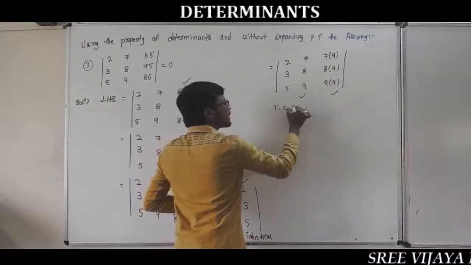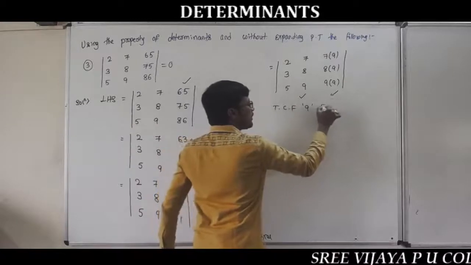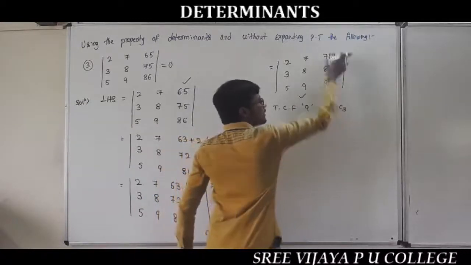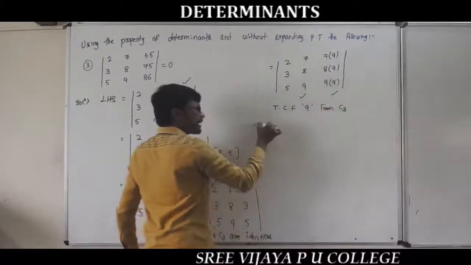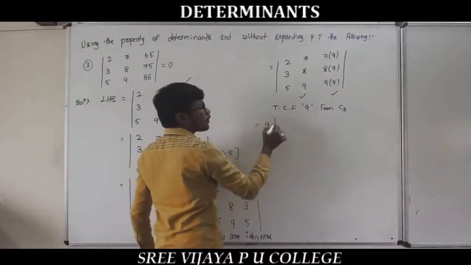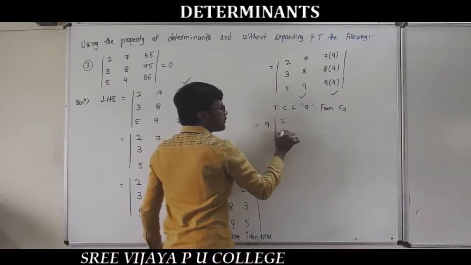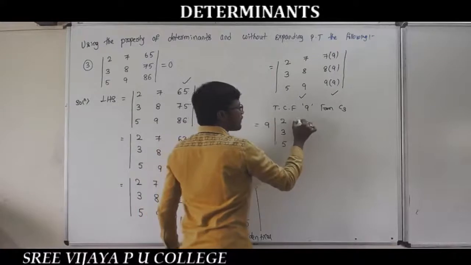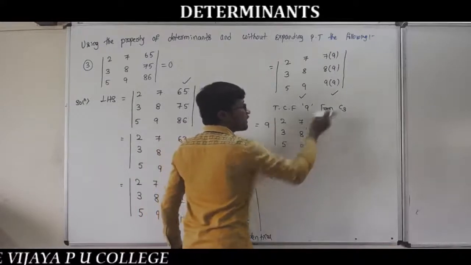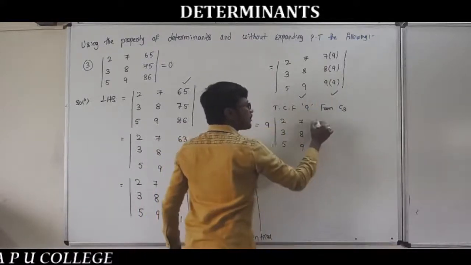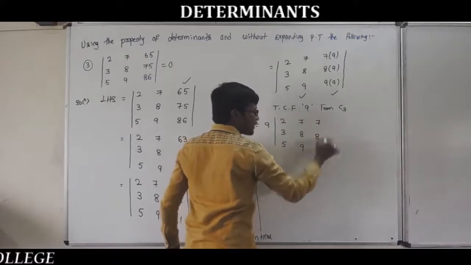Taking common factor, which one? 9 from which column? Column 3. This is column 3, right? I'm taking 9 as a common. If you take a 9 as a common from column 3, column 2 and column 1 as it is: 2, 3, 5, 7, 8, 9. In this column 3, if you take a 9 as a common, the remaining also is 7, 8, 9 only.